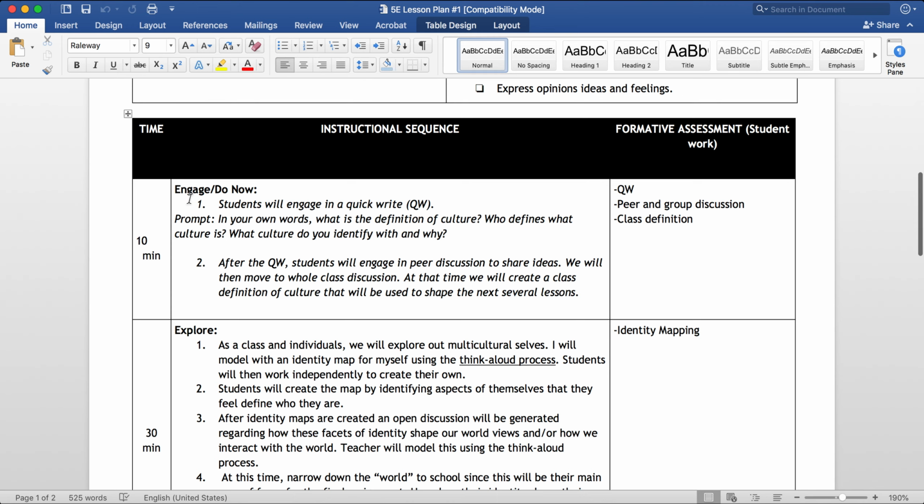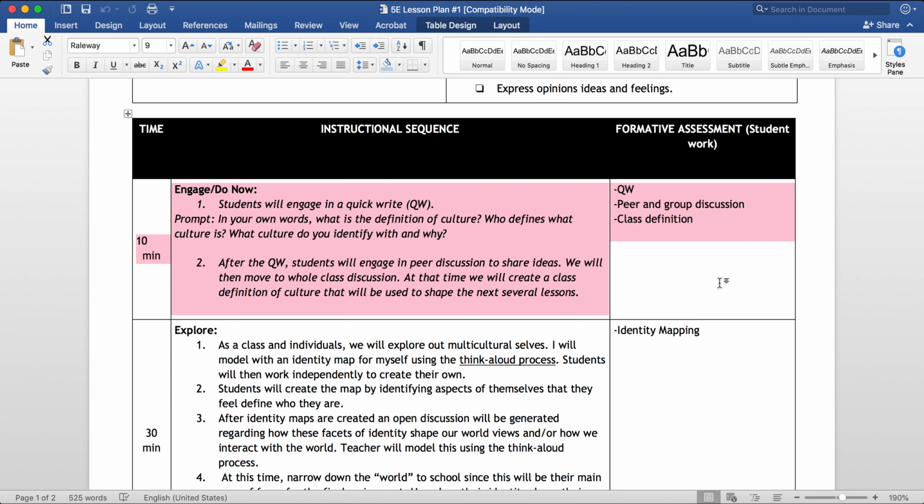Okay, so to start, we're going to look at the engage, or the do now. I typically start all of my class periods with a quick write, and sometimes I'll finish with them. So that's what I've done here. Students will engage in a quick write. It shouldn't take them more than 5 or 6 minutes. It's really just to get some ideas down.